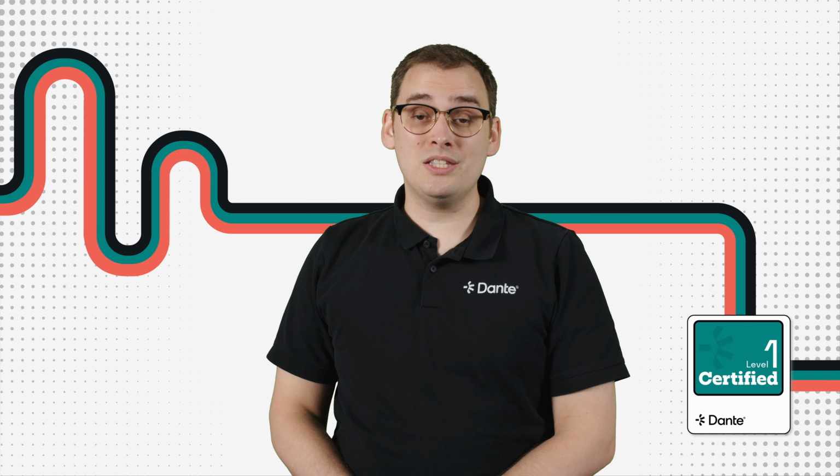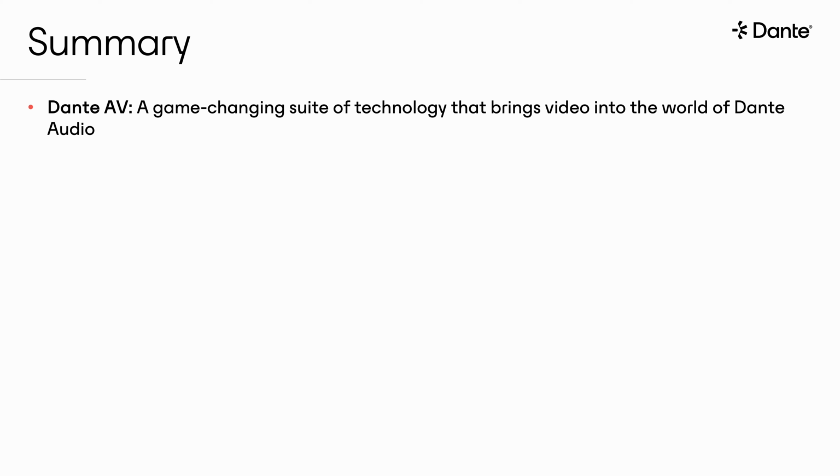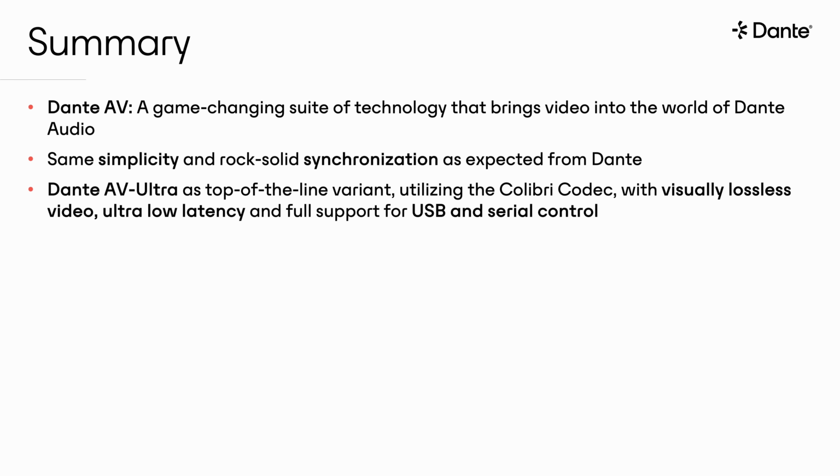Okay, let's summarize this chapter. We kicked things off with a high-level overview of Dante AV, a game-changing suite of technology that brings video into the world of Dante audio. Now, everything runs over the same IP network with the same simplicity and rock-solid synchronization we expect from Dante. Dante AV Ultra is our top-of-the-line variant, utilizing the Callisto codec, which gives you visually lossless video, extremely low latency, and full support for USB and serial control.